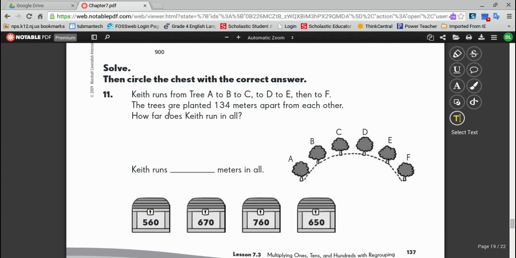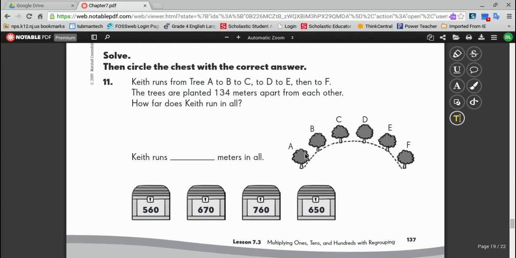Okay, and let's do number 11. Solve. Then circle the chest with the correct answer. Keith runs from tree A to B to C to D to E, then to F. The trees are planted 134 meters apart from each other. How far does Keith run in all? Alright, so here's our picture that they drew. A to B to C to D to E to F. And the trees are planted 134 meters apart.